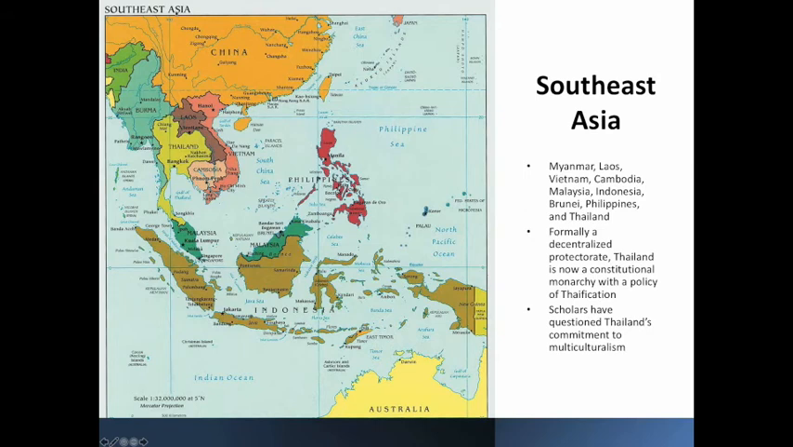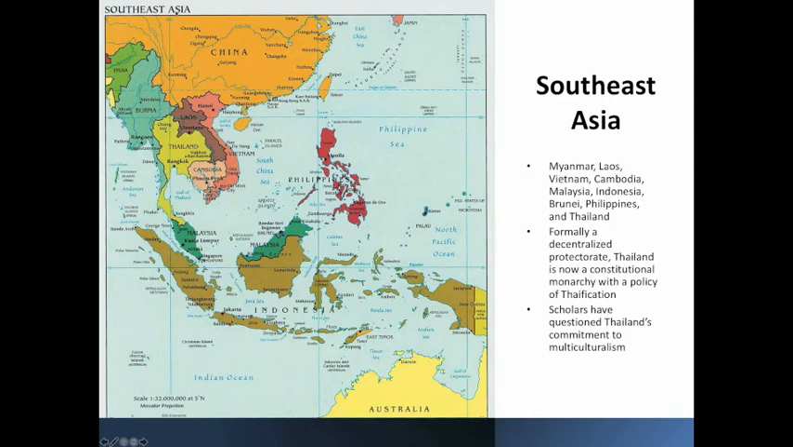After looking at South Asia in the case study of India, we're going to turn our attention to Southeast Asia, so countries like Laos and Vietnam and so on. And for this unit of the course, we're going to look at the country of Thailand. Now, like India in a way, Thailand was formerly a decentralized protectorate. So it was also an area that brought many different political entities into one unit.